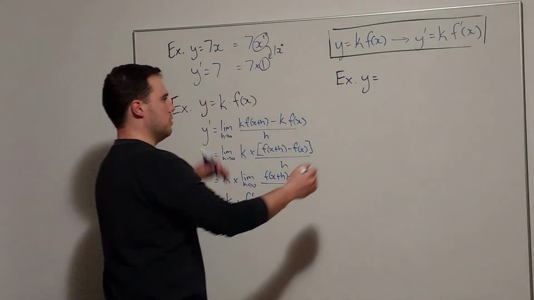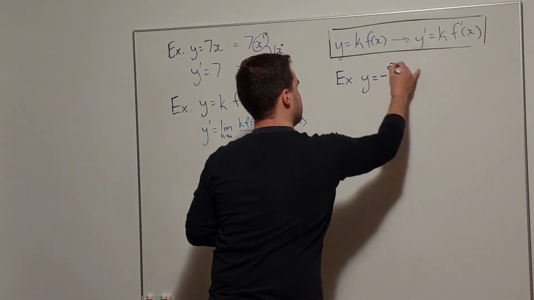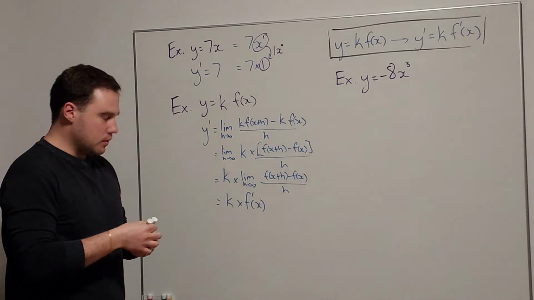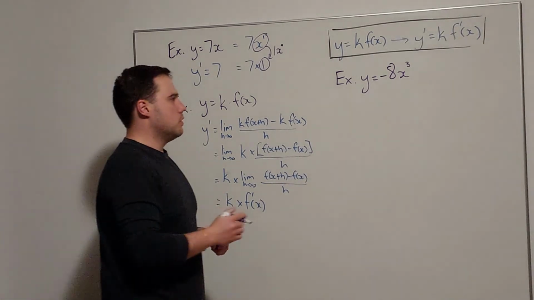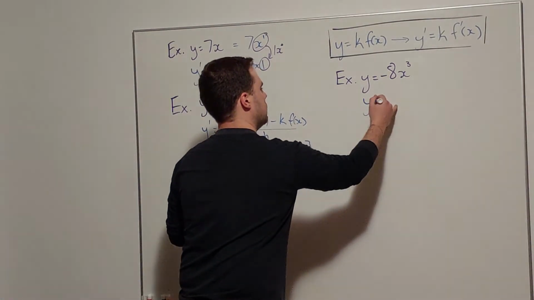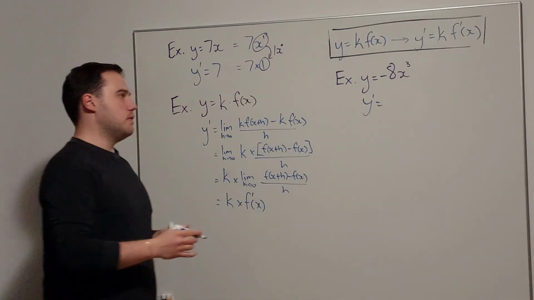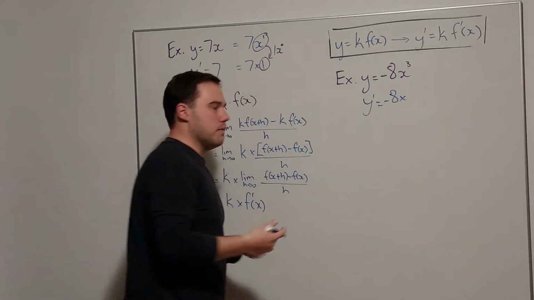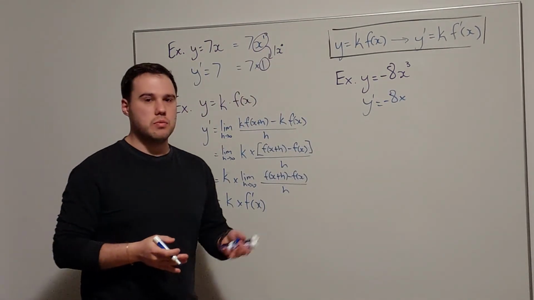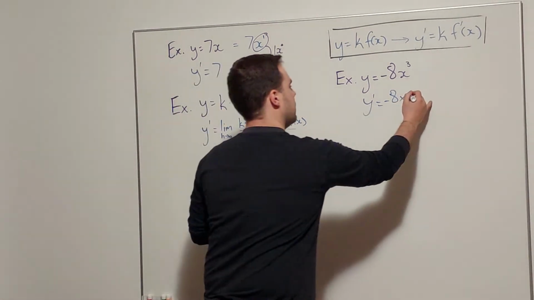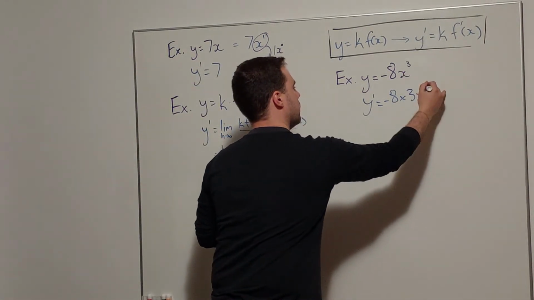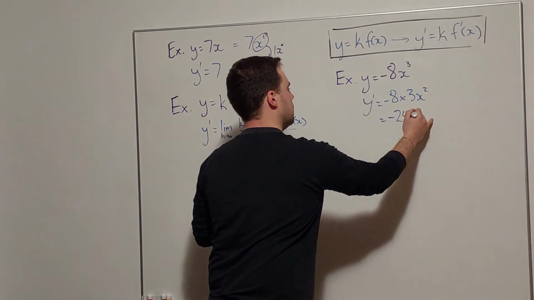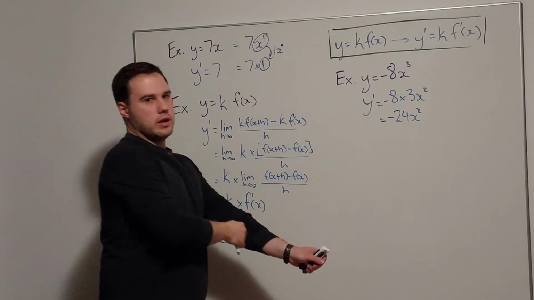All right, let's just pick some new number. Let's say we had -8 times x cubed. Well, -8 is a constant, so the derivative of -8 times x cubed is going to be -8 times whatever the derivative of x cubed is. And x cubed, we can use the power rule, bring the power down and multiply by it, and subtract 1 from the power. And then of course we can simplify -8 times 3 is -24x squared.